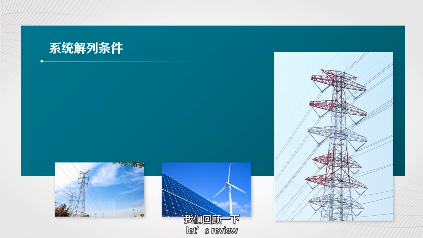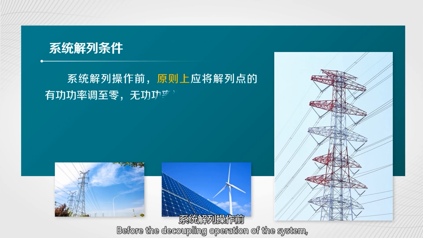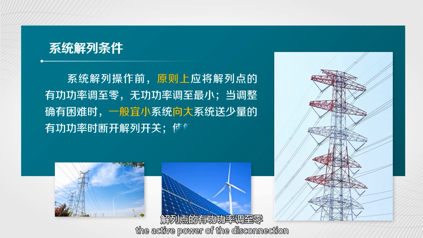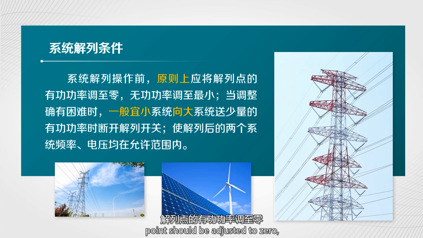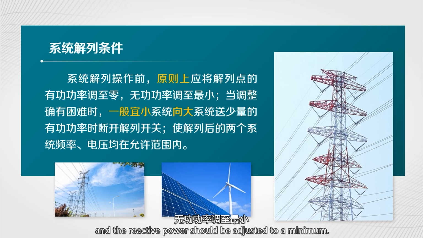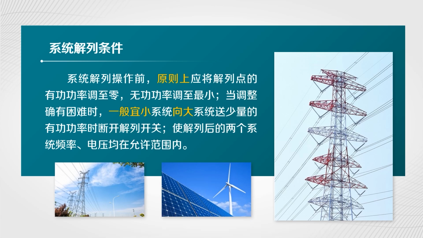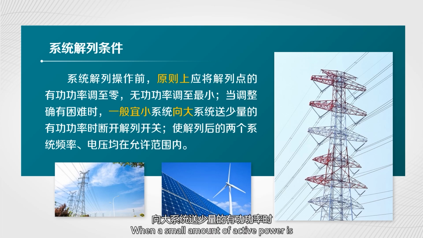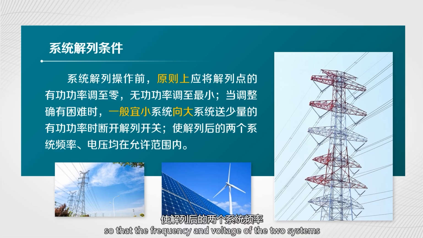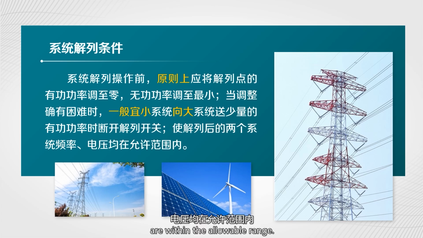First of all, let's review the decoupling conditions of the system. Before the decoupling operation of the system, in principle, the active power of the disconnection point should be adjusted to zero, and the reactive power should be adjusted to a minimum. When adjustment is indeed difficult, it is generally appropriate to use a small system. When a small amount of active power is transmitted to a large system, disconnect the decoupling switch, so that the frequency and voltage of the two systems after the decoupling operation are within the allowable range.